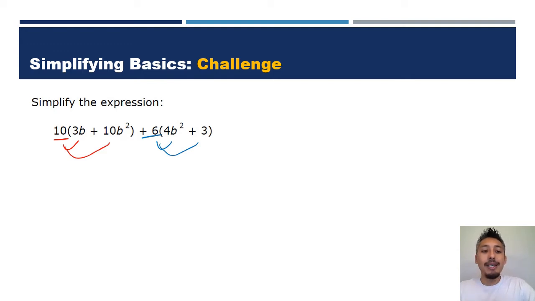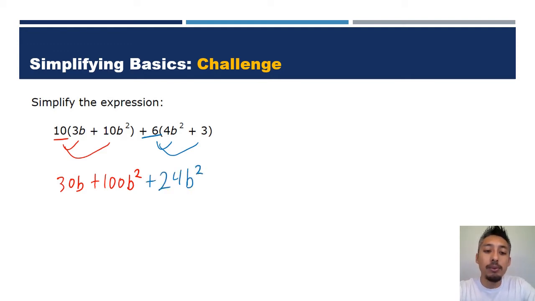We have 10 times 3b, which gives us 30b. We have 10 times 10b squared, which gives us 100b squared. On the right side, we have 6 times positive 4b squared, which gives us a positive 24b squared, and then 6 times 3, which is just 18. We just distributed. Now let's check if we have any like terms.